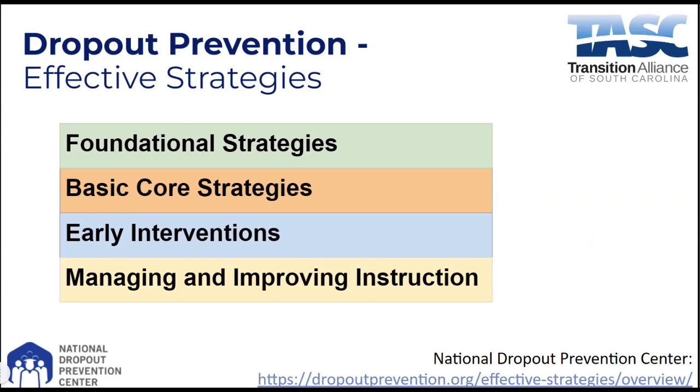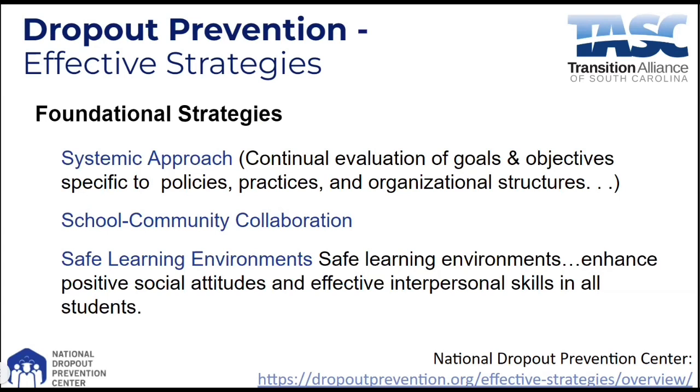They divide dropout prevention strategies that have been determined through research to be effective into 4 main categories. And we're going to talk through each one of those in a little bit more detail, but they are foundational strategies, basic core strategies, early interventions, and managing and improving instruction. So on the next slide, we're going to go through each one of those one by one.